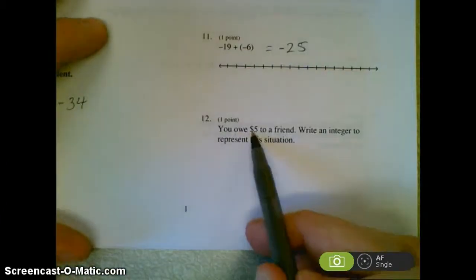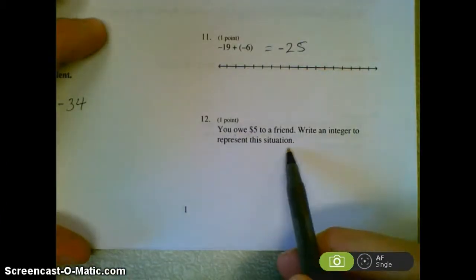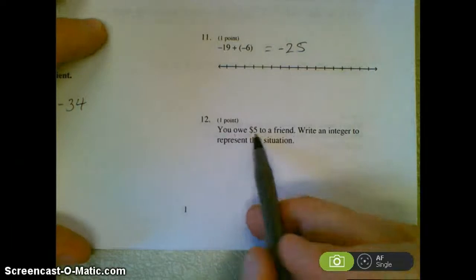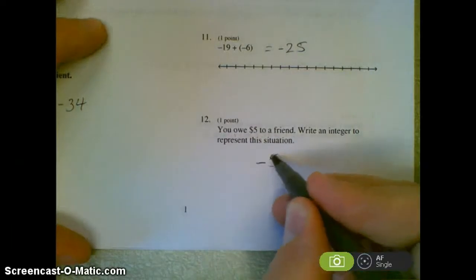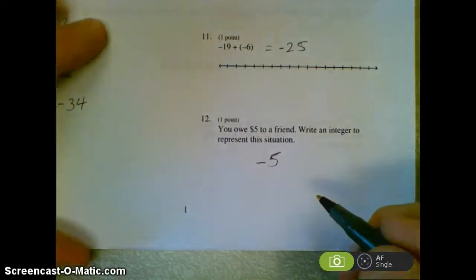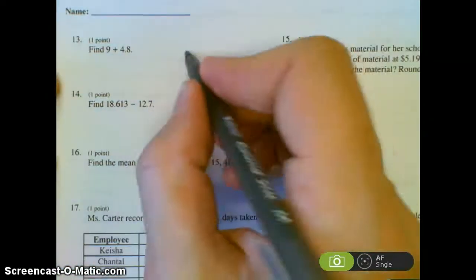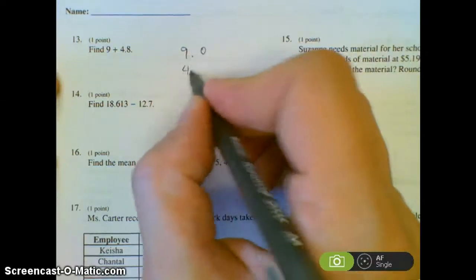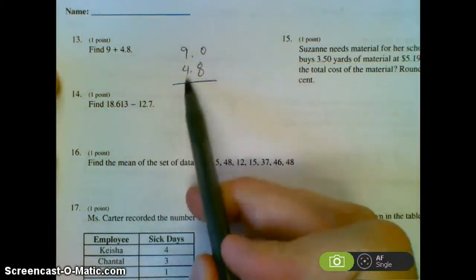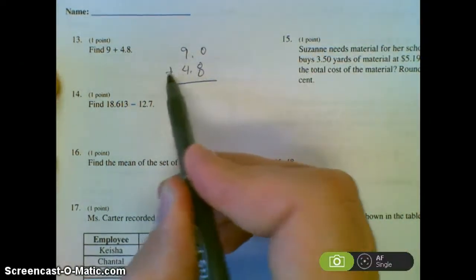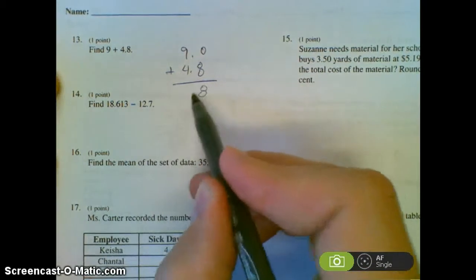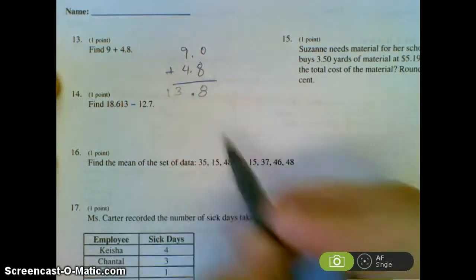You owe $5 to a friend. Write an integer to represent that situation. You owe that money. That means it's a negative 5. Negative $5. On to the second page. 9 plus 4.8. The key here is to make sure that your decimal points line up when you're adding or subtracting. So my answer is 13.8.